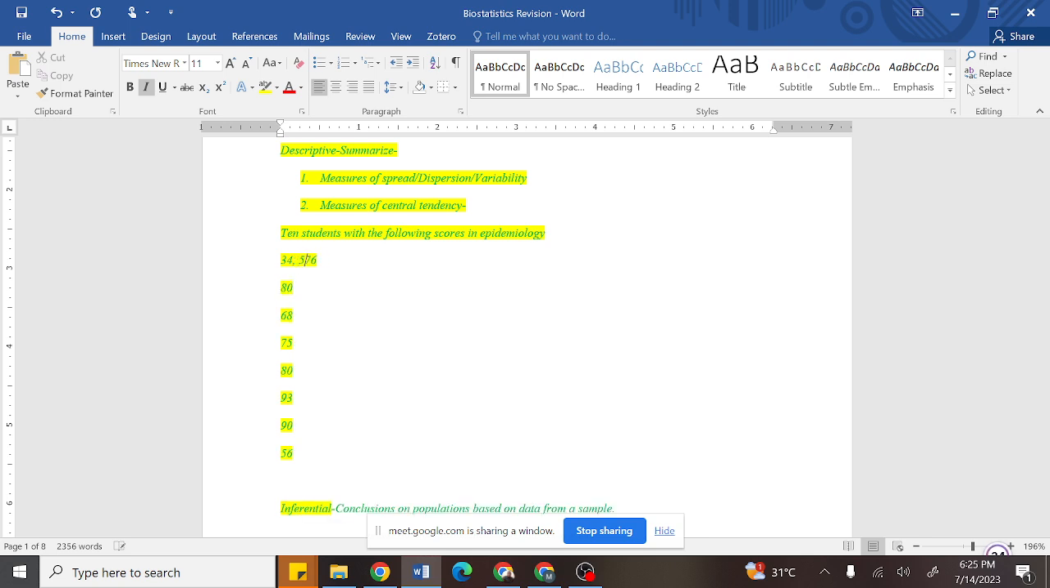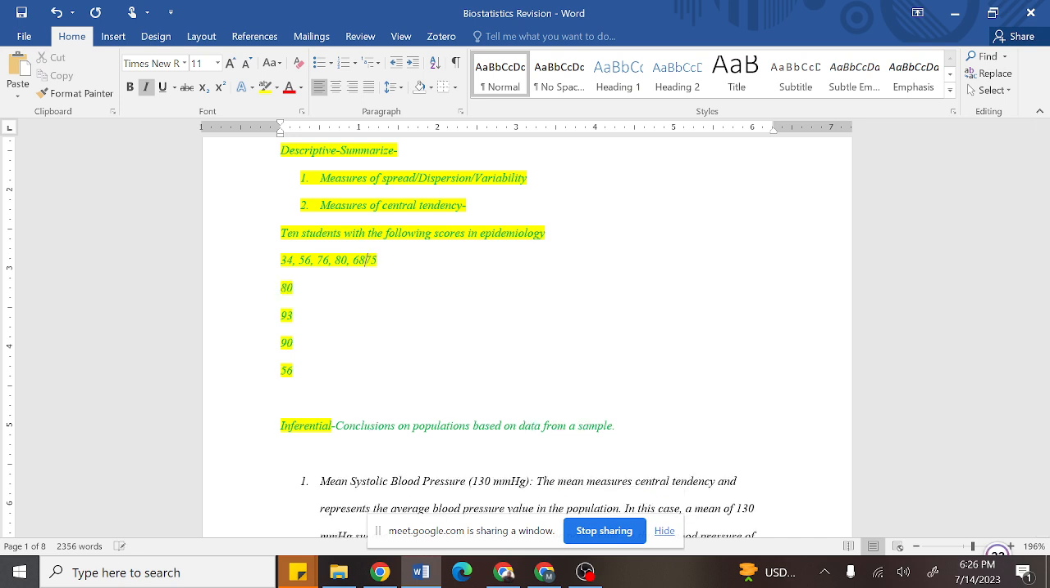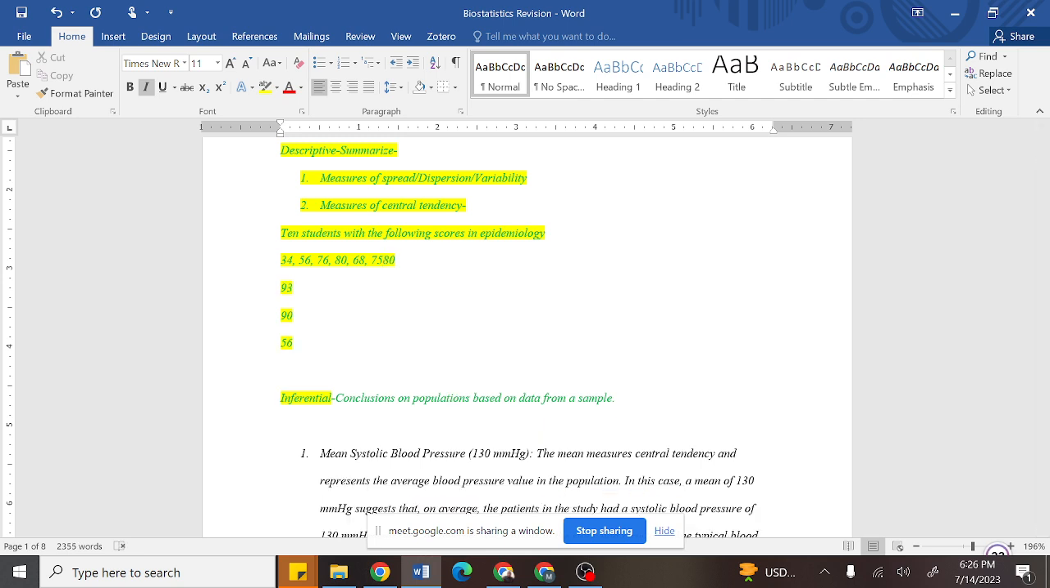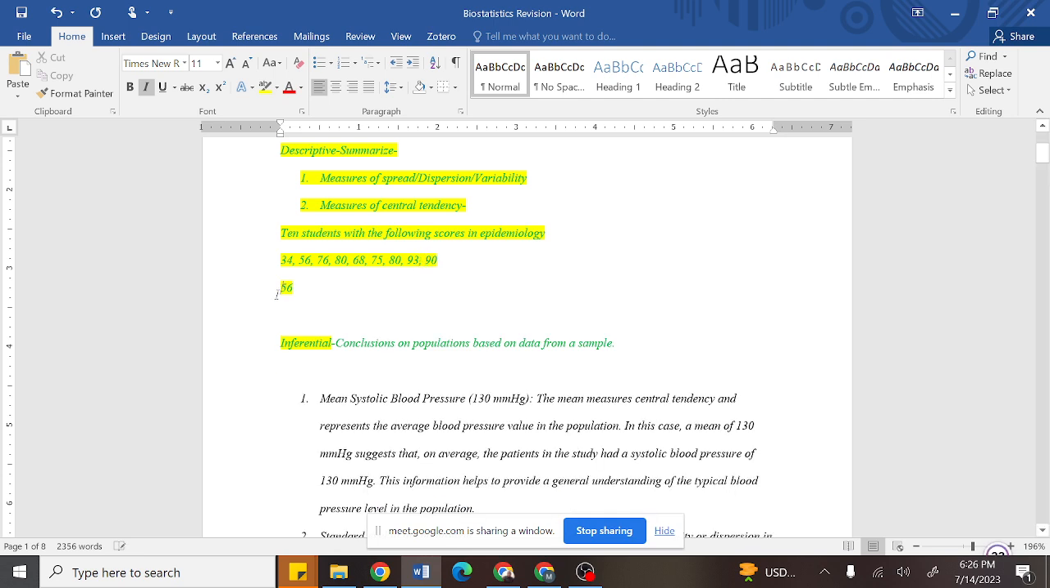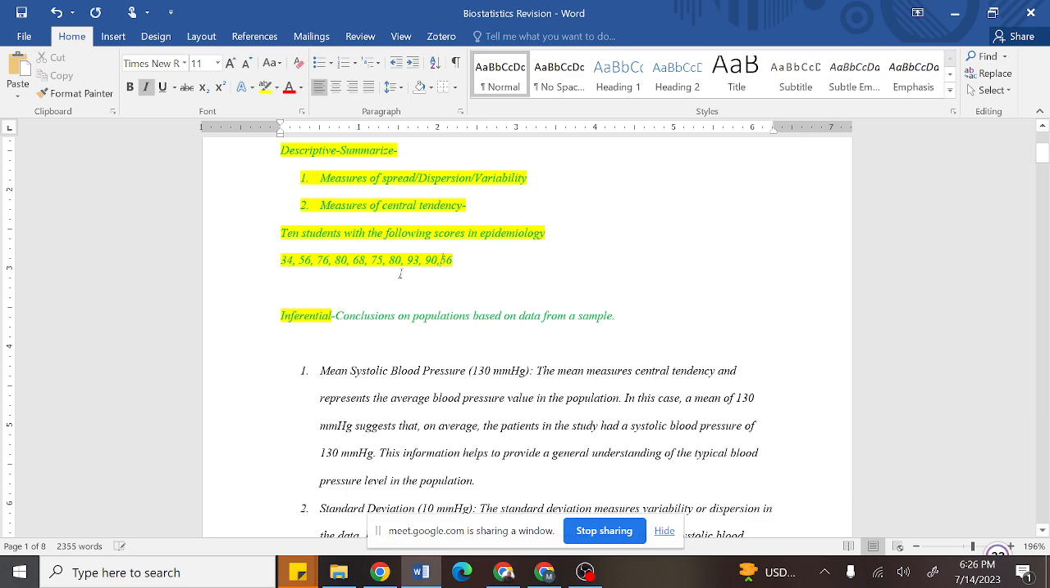Now, when we see this data, it does not tell us how similar the scores are. We don't know the variability. We don't know how the values actually differ. So we need the two measures to understand the variability and then the issues to do with central tendency. Issues to do with central tendencies are how close the values of this data set are.